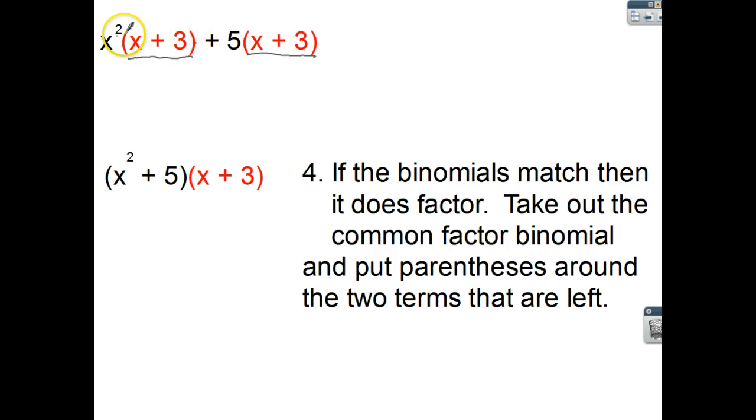a common factor, and basically what we're going to do is imagine parentheses around the entire thing, and we take these two out, they become 1 on the outside, and then you put this parentheses closes in, and you get x squared plus 5 times the binomial x plus 3, and that's how you factor by grouping.